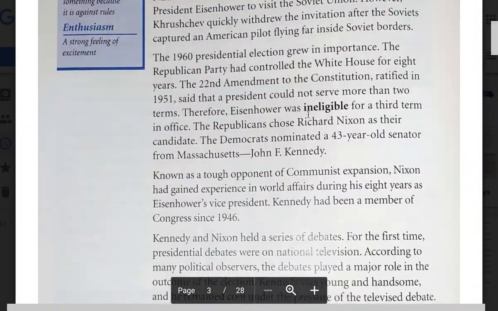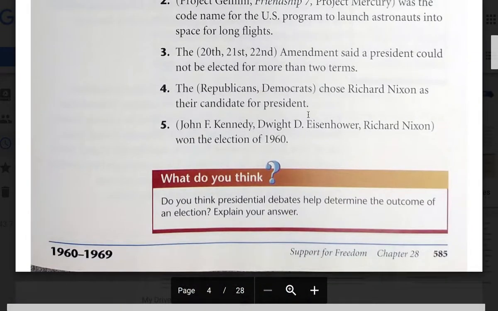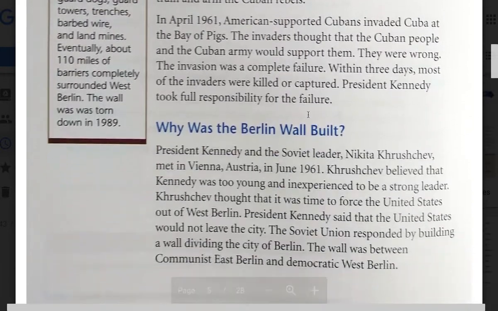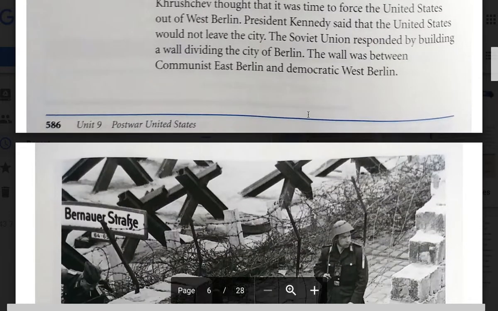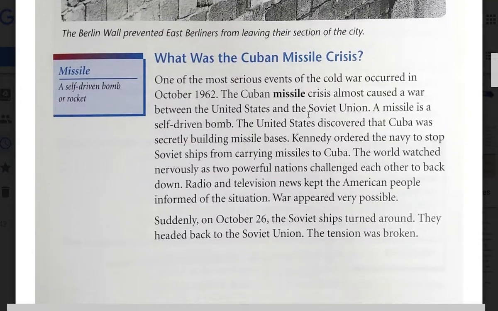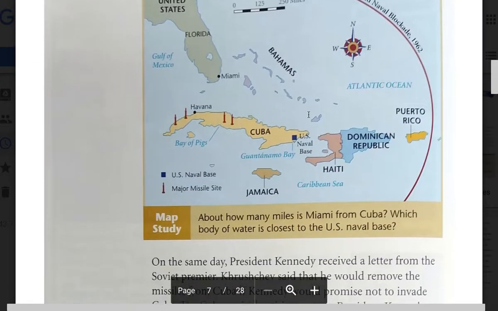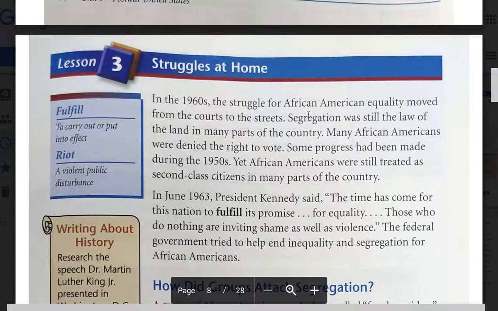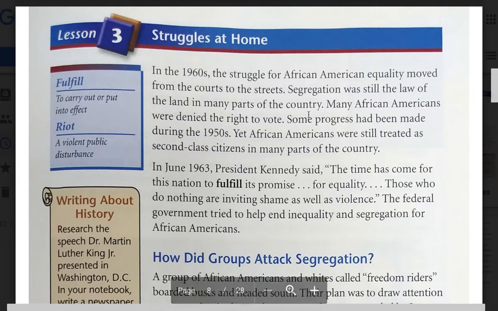So if you're following along, we're going down to section 3 here. We read before about the space race and how Cuba becomes a communist country, about the Berlin Wall going up in 1961, Cuban Missile Crisis, almost World War III in 1962. And now we're at struggles at home for this lesson.